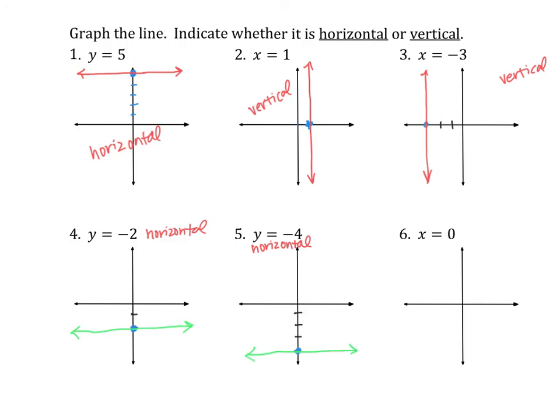Okay, the last one, let's see, x equals means it's got to be vertical. Okay, now x equals 0, that's right here. How do I know which way to go? Because I know it's vertical, I will draw it going this way, even though it's right on top of my axis. Okay, so if you see an equation that has only an x or only a y, then it's either going to be horizontal or vertical, and now you should be able to graph them fairly quickly.